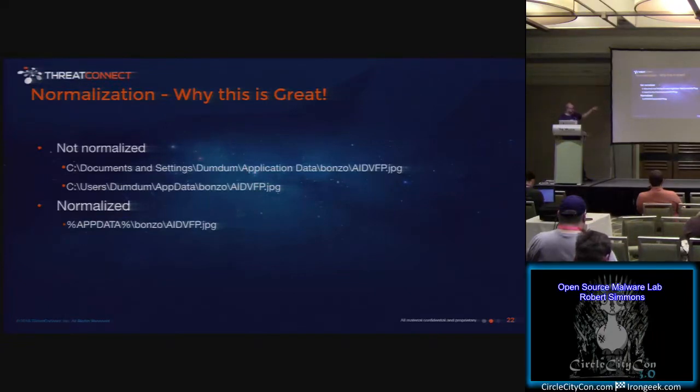But if you normalize the path and replace the part that is slightly different across the two versions with an environment variable, one of the standard environment variables for Windows, you then have one single path from many different versions of Windows, and you can do data analysis across those because you've normalized your data set.